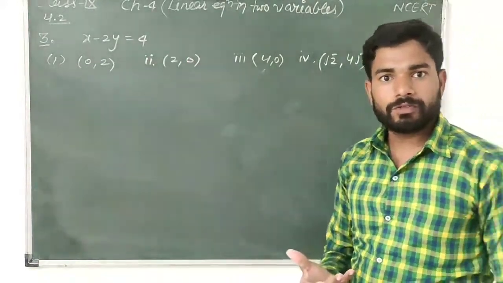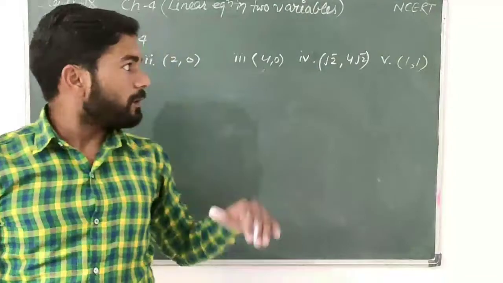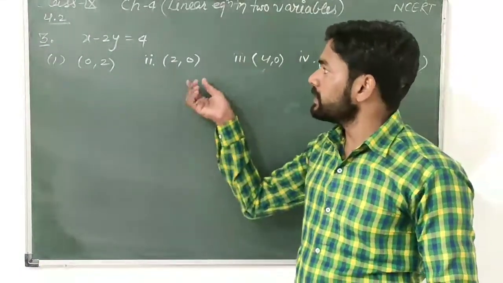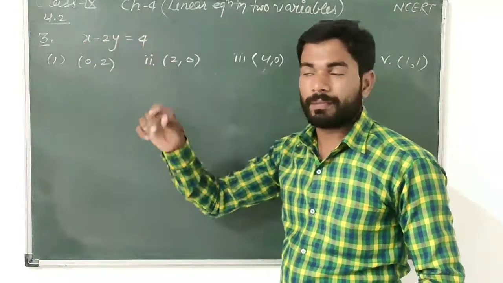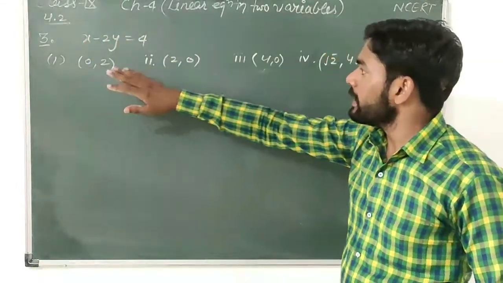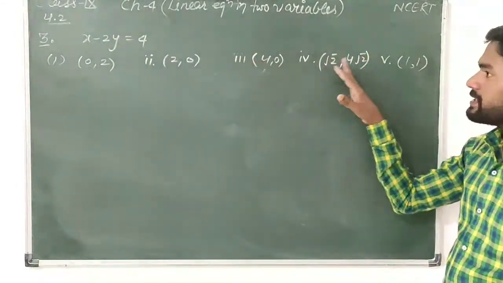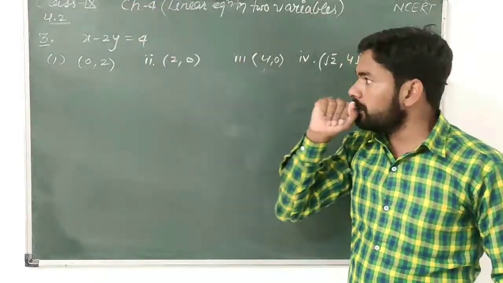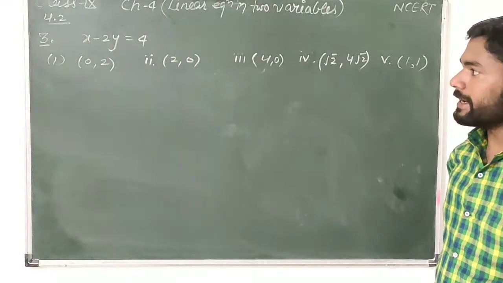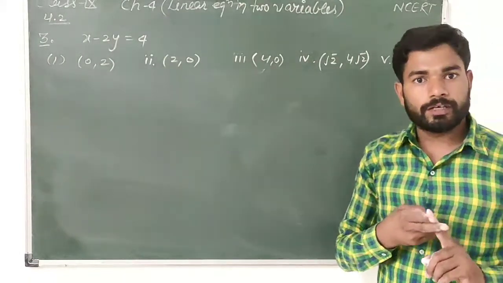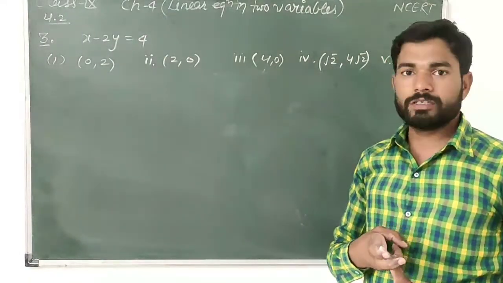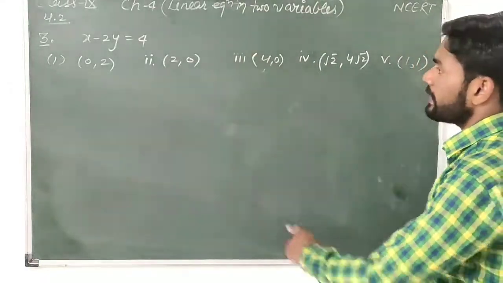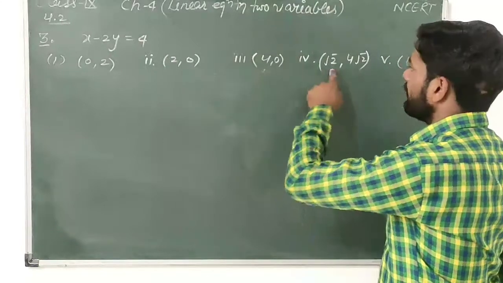Now what do we have to check? We have to check from these 5 parts which one is a solution of this equation, meaning which value, which point will satisfy this equation. So I am selecting one by one. I will do only 2 parts of this question, and the remaining parts you will solve yourself. I am going to select the third and fourth.